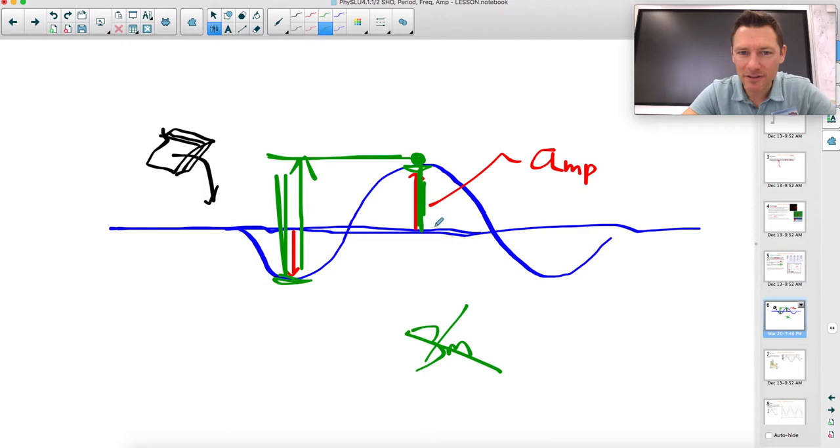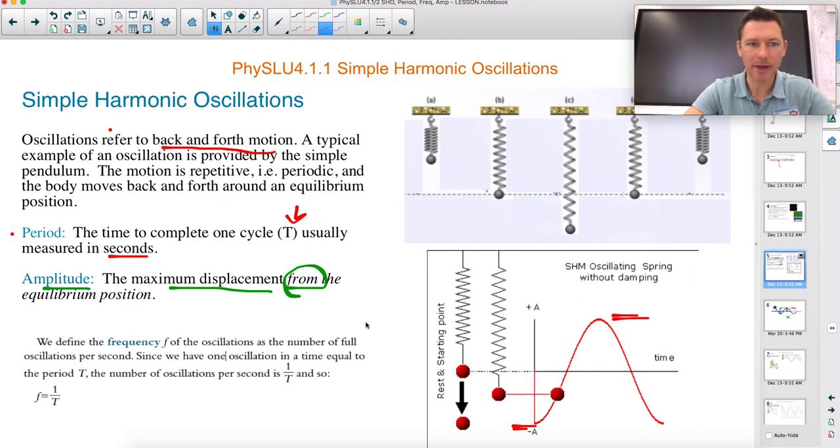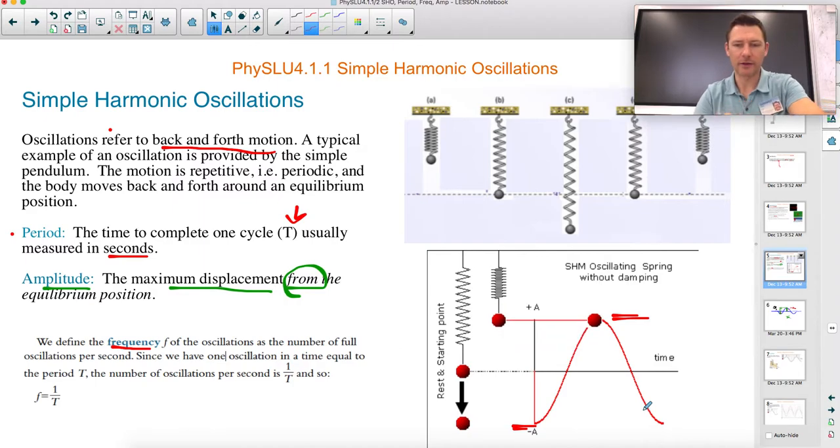Because the amplitude's the distance from equilibrium up to the top or down to the bottom. Cool? Going back. So it's displacement from the equilibrium position. And the final piece is frequency, and the frequency is the number of cycles in a second. So this one, since it's so slow, would have a decimal answer for the number of cycles per second.